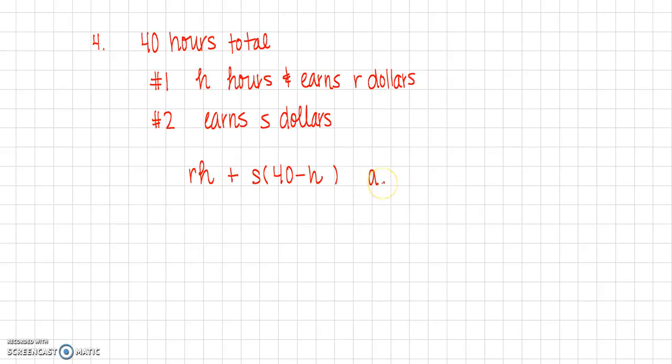The answer is A. Now it looks a little bit different, but right here I could switch those. That's a multiplication problem. Remember, multiplication you can do in any order you want. So I could write this as RH plus (40 minus H) times S. Either way, it's the same, and the answer is A.